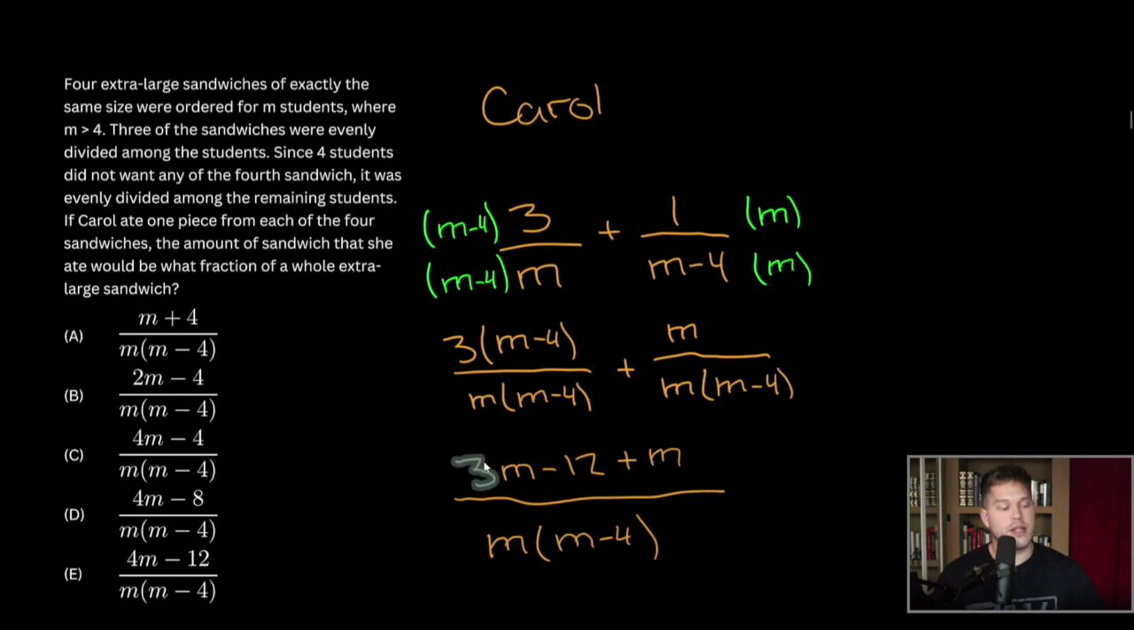3m plus m is 4m. So let's do that here. And now we have our answer. So we can see our answer is answer choice E, 4m minus 12 over m times m minus 4 parts of a single sandwich.